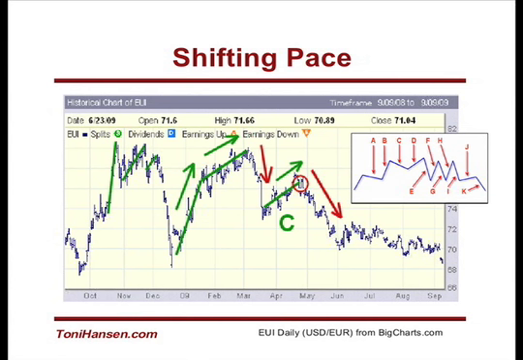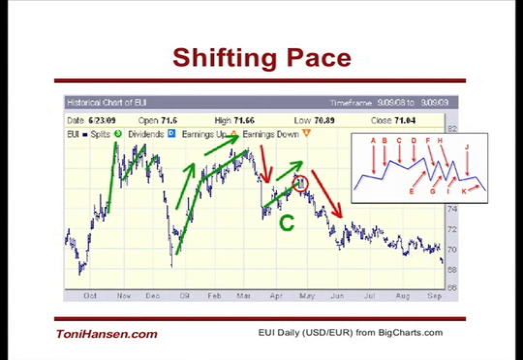Here's an example that shows you a little bit more clearly how momentum and the change in momentum can affect the outcome of a security. We're looking at the EUI, which is the US dollar-euro pair represented in the option. And this is a daily chart that goes back for about a year or so. This chart was something I used in the last class I did for the ISE, where we were talking about these changes in momentum or shifting pace.